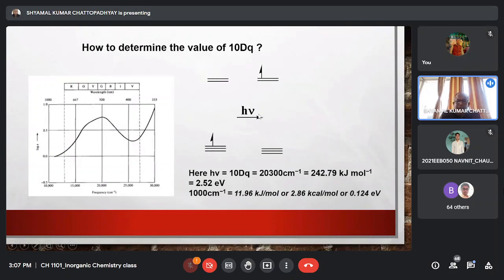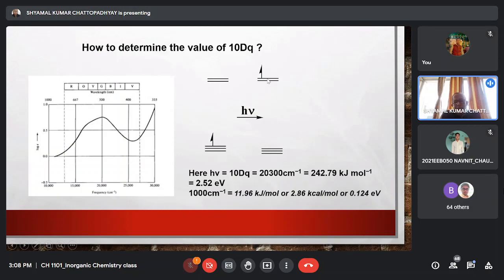Now we supply appropriate energy to the system, h nu, electromagnetic radiation, and as a result of this, there is absorption of radiation, and the electron is promoted from the T2G orbital to the E orbital. So this is the excited state configuration, whereby one electron, which was initially in the T2G orbital in the ground state, has jumped to the EG orbital. So obviously, this energy gap is 10 dq.